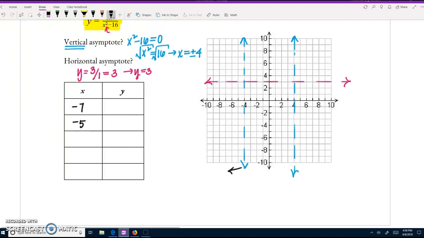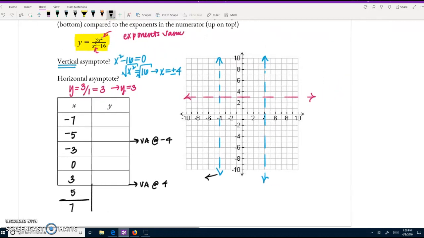And then we're going to need some in between. So this is my first vertical asymptote at negative 4. So I'm going to need some in between negative 4 and positive 4. So let's do negative 3, 0, and 3. And then I'll hit the second vertical asymptote at 4. And then let's test 5 and 7 on the other side. So we have a fair amount of plugging in to do. You may want to use your calculators to help you out with these ones. But I'll do my work over here on the side so you can see what I'm plugging in as I go along.